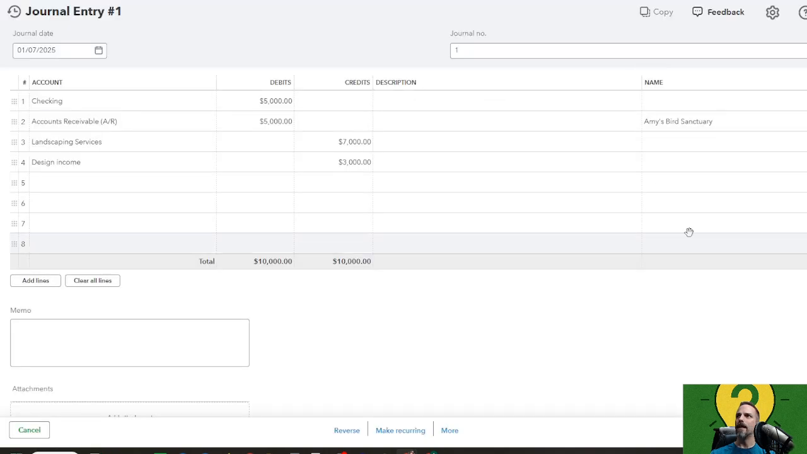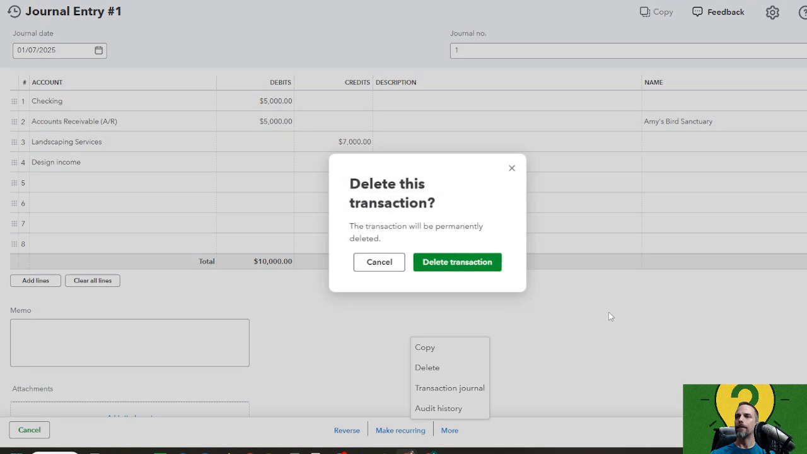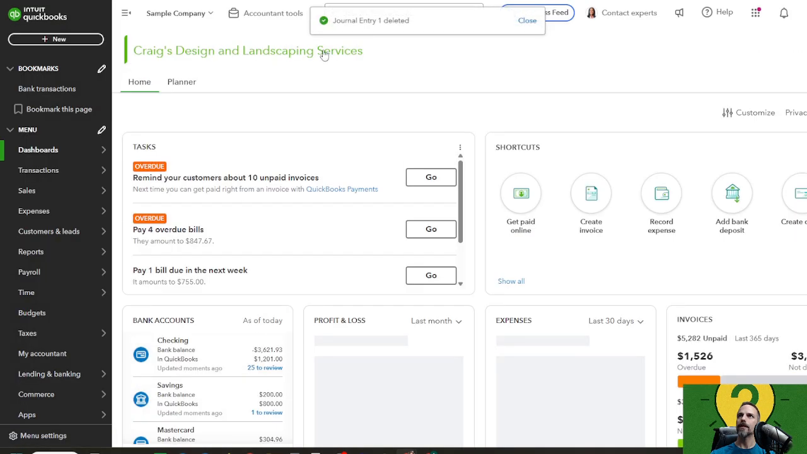And then let me actually get, let's get rid of this journal. I'm going to delete this journal entry so that we're back to what we had.